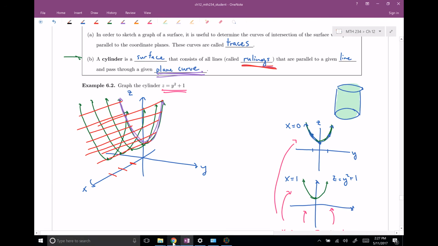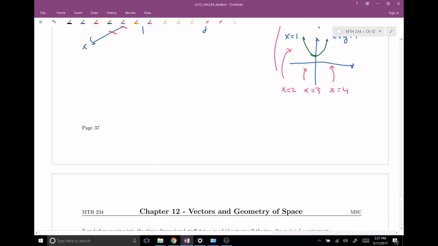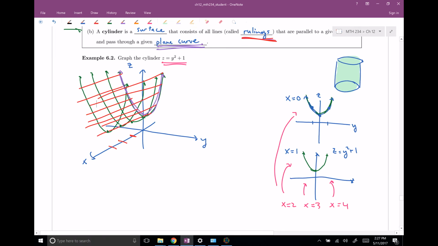You're kind of looking at traces. You can think about rulings if you'd like, but really we're isolating the fact that we're missing a variable here. That really helped us out. That was nice. Okay, so that's cylinders. Notice, really quick, this cylinder does not look at all like this one right here. This does not look like the typical cylinder that you think of. So they're different when you're talking about a Calc 3 cylinder.